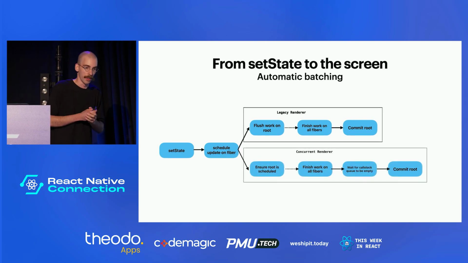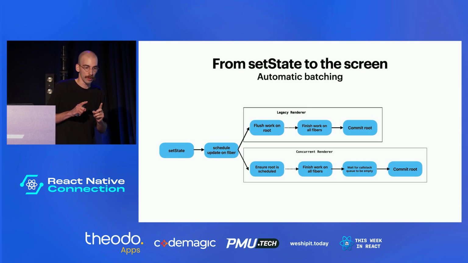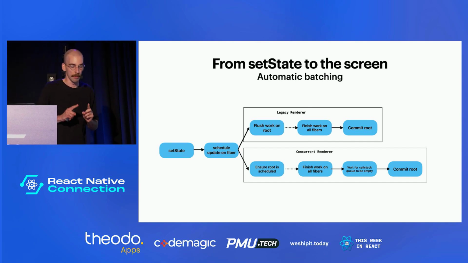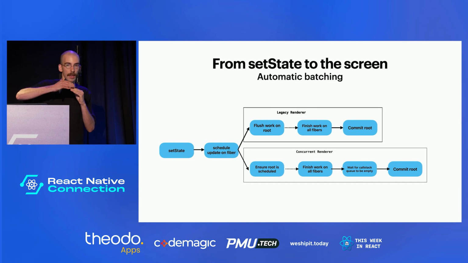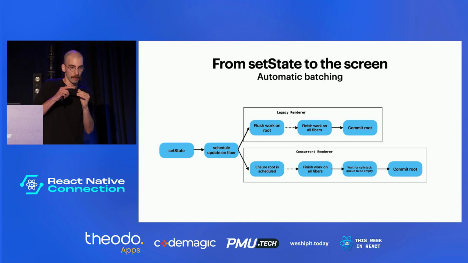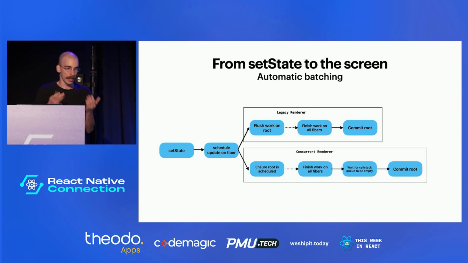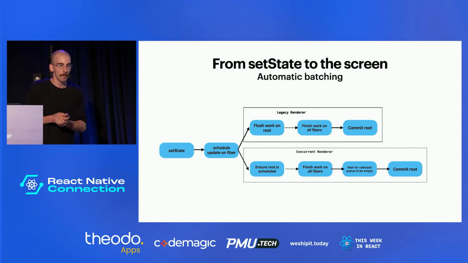But there is another flow. On that flow, which is the concurrent renderer flow, we ensure that the root is scheduled. And that's a little bit different. What we'll do is finish the work on all fibers, and then we'll wait for the call stack to be empty before committing the root. And when we think about our example with automatic batching, since we are in the same function, we'll still be in the same call stack execution. So we'll wait for the next update to come in, and then the commit root will include our two state updates. And you've guessed it, the old architecture is using a legacy renderer, whereas the new one is using a concurrent renderer. But why is that so?